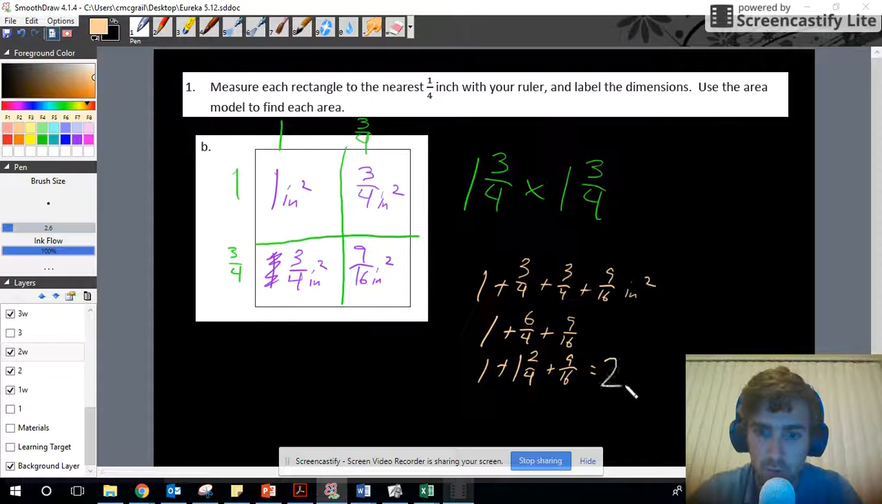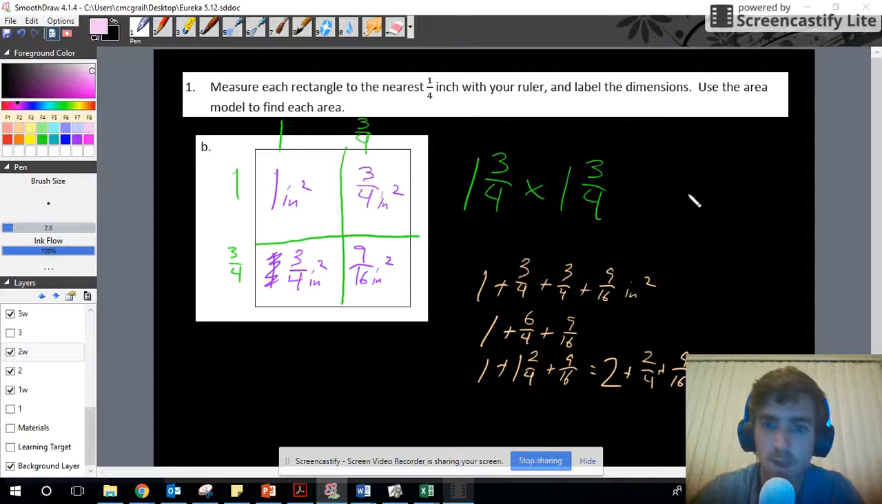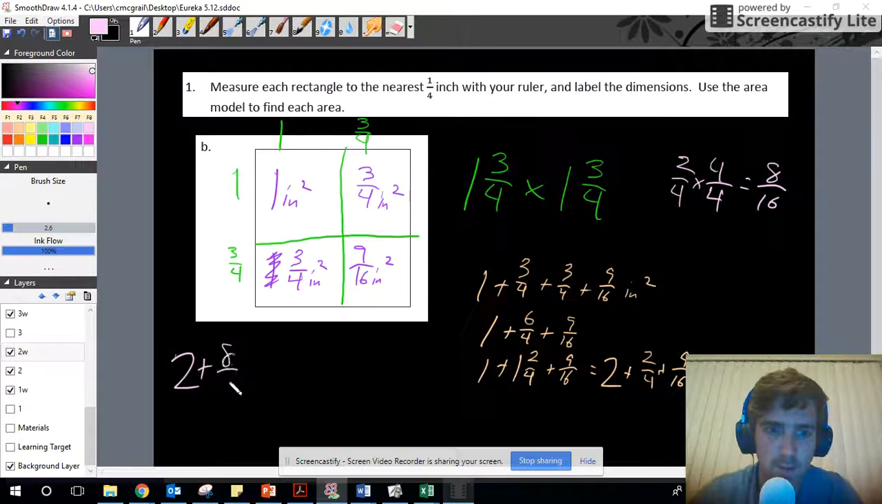So far I have 2 plus 2/4 plus 9/16. Now I need to find a common denominator. I know that I can convert 2/4 so that the denominator is 16. I can do that by doing 2/4 times, I'm looking for 16ths, 4 times 4, so I have to put a 4 up here. It would be 8/16. So 2 plus 8/16 plus 9/16 equals 2 17/16.